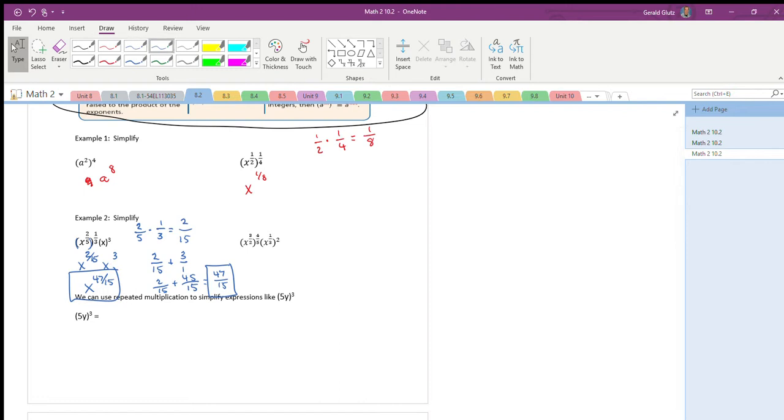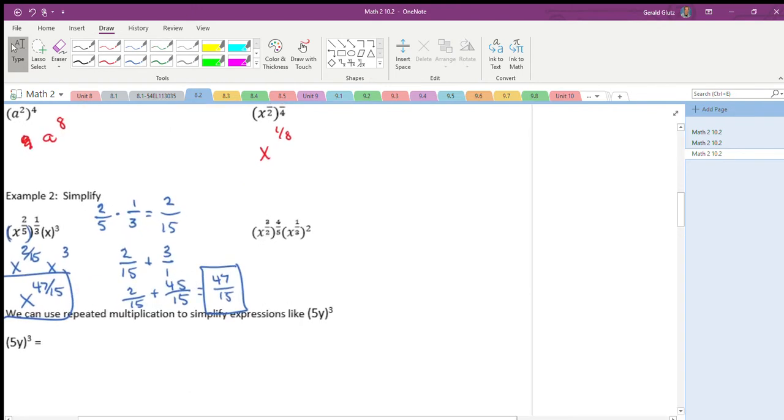And then this next example, it's kind of hard to see here. Make this a little bit bigger. So x to the 3/2 is inside of the parentheses, to the 4/5. That exponent's on the outside. So what do we do if we have an exponent inside and an exponent outside? We've got to multiply them.